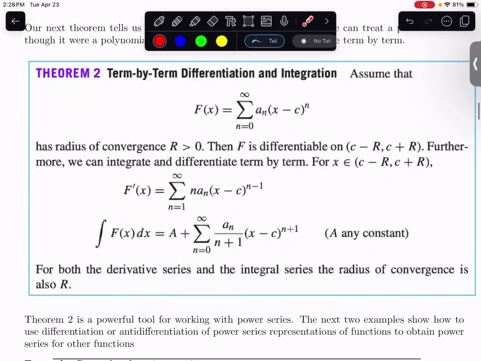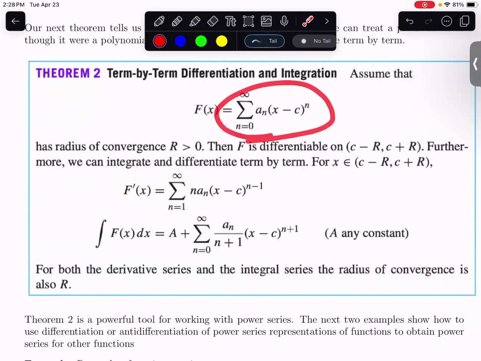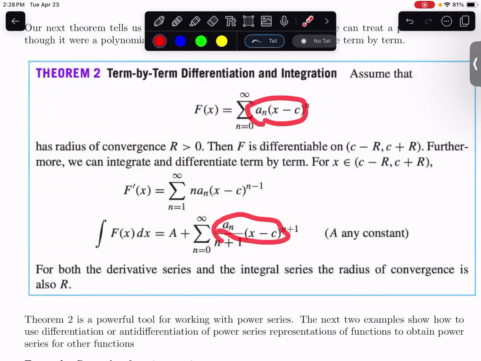And that's the same idea for integration as well. You integrate term by term. So if you wanted to integrate this function, again, you just use the power rule for integration. So you'll take the power, add 1 to it, and then divide by n plus 1. Everything else stays the exact same. And then you just have to remember that you have to add a constant, right?